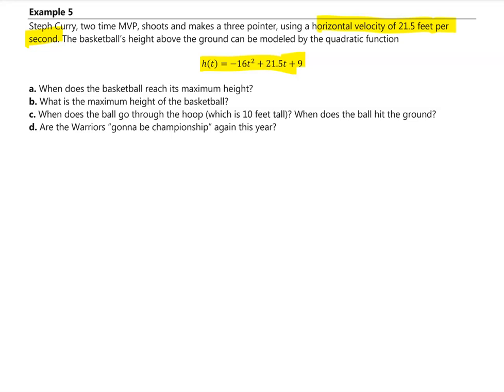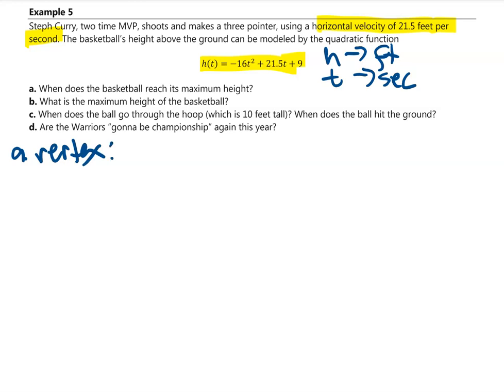So we can say here, we're talking about the height. So that's the h part. And h is in feet. And the t is the time, that is in seconds. So letter A. When does the basketball reach its maximum? So meaning we need to get the vertex.